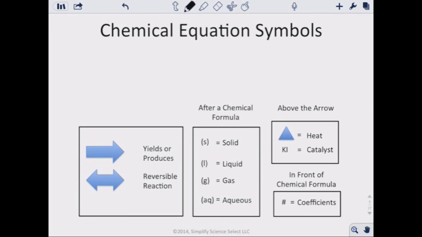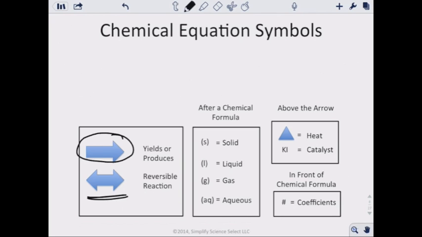Now, the chemical equation, the symbols that go into it, we need to know these because they tell us a lot of information. The arrow just means to yield or produce or to form. It's saying that a chemical reaction is taking place. Here, with the reversible reaction, the double arrow going backwards and forwards, that's that equilibrium equation that I was talking about, because it goes backwards and forwards and it kind of exists in an equilibrium state.